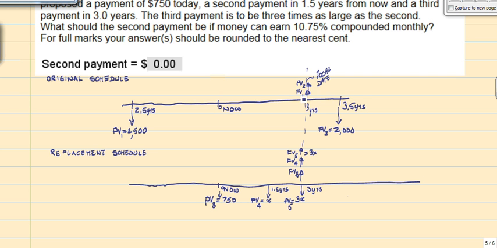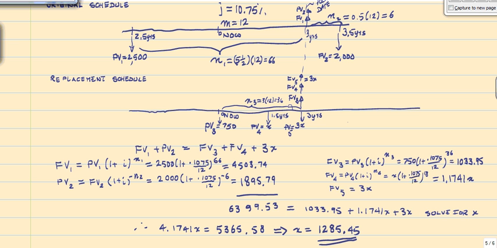So now we say that the summation of future value 1 plus present value 2 from the original schedule has to be equal to future value 3 plus future value 4 and plus 3x. So now it's just a question of calculating future value 1, present value 2, future value 3, future value 4, and solving for x. So let's do that. Now we just have to complete the calculations.